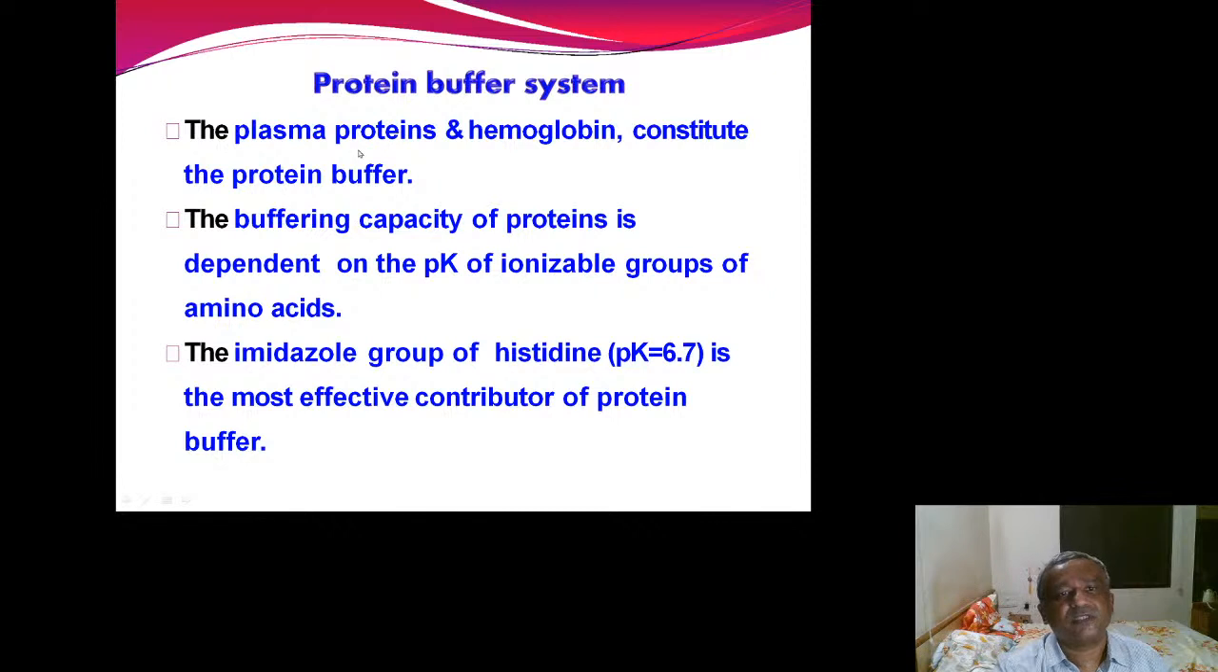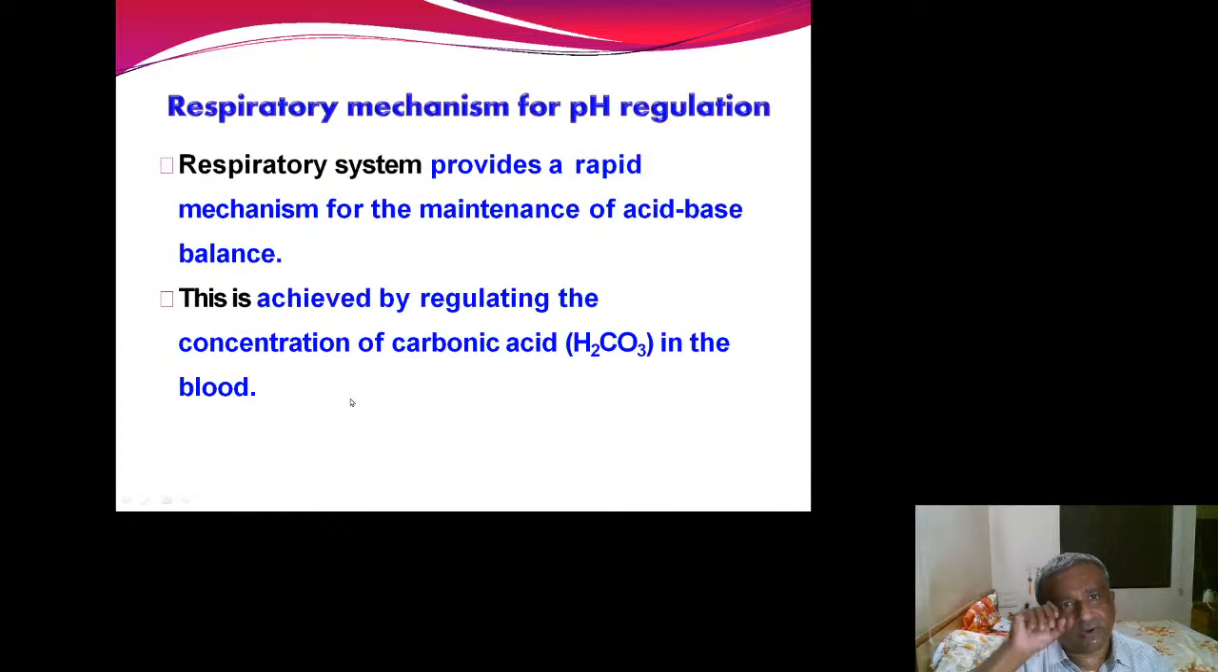The protein buffer system. The plasma proteins, including hemoglobin, constitute the main protein buffer. The buffering capacity of protein depends on the pK of the ionizable groups of amino acids. The imidazole group of histidine, pK 6.7, that means at pH 6.7 half of the acid is converted into H plus ion, is the most effective contributor of protein buffer.